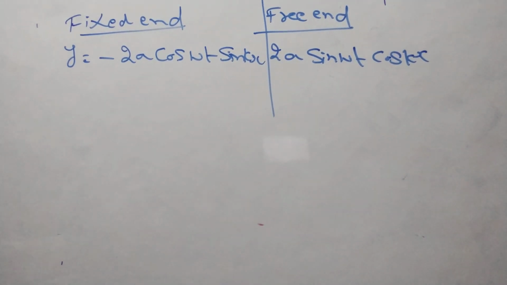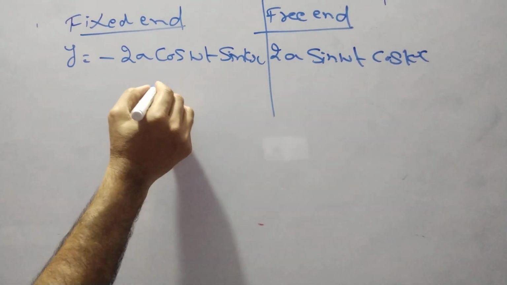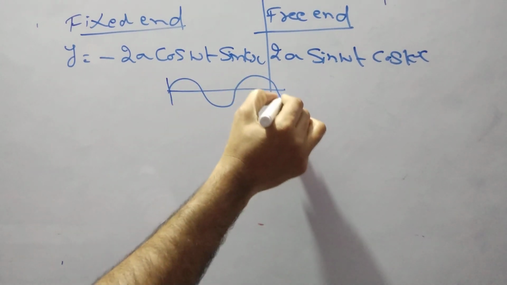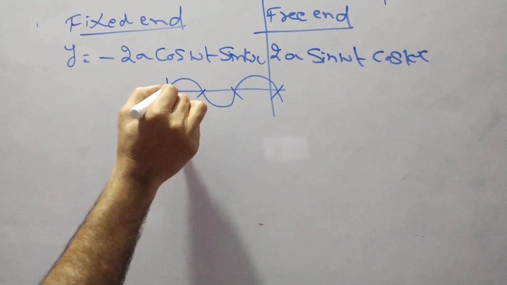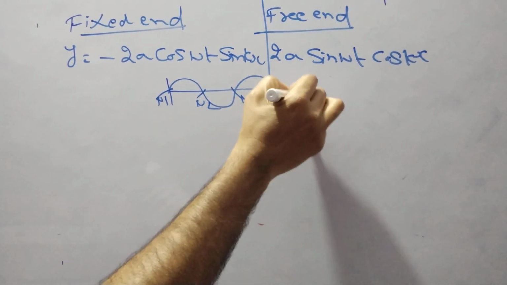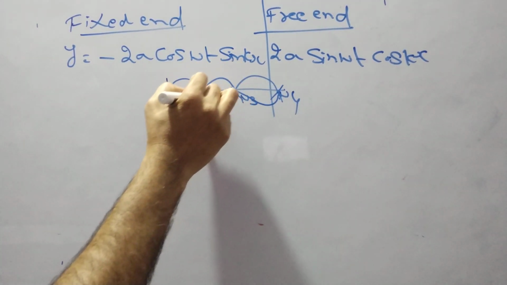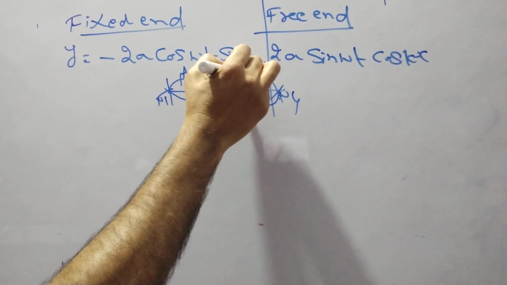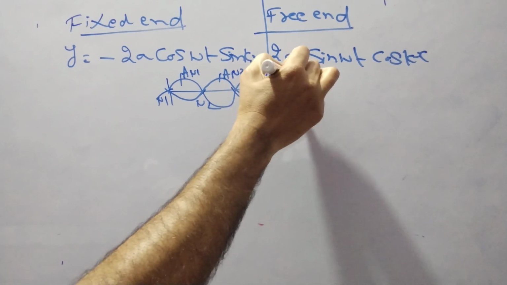Now for nodes and antinodes, the graph which I showed, like this. So these are nodes here: n1, n2, n3, n4. They are antinodes: an1, an2, an3.